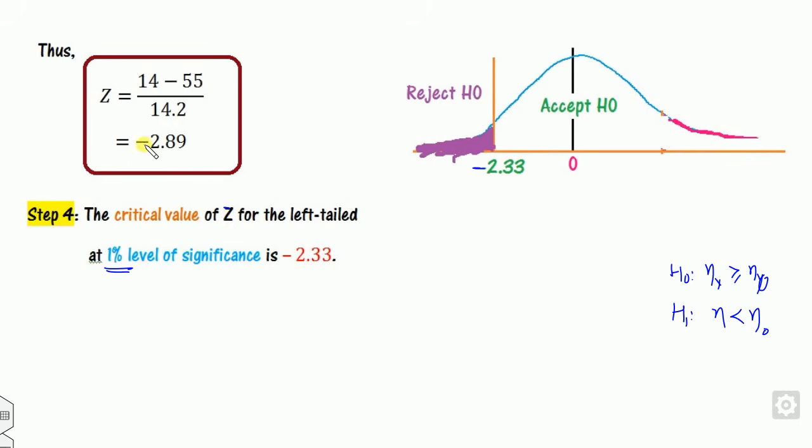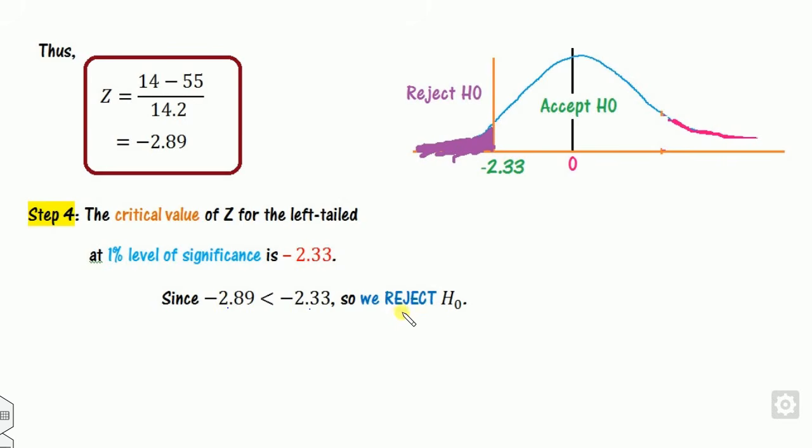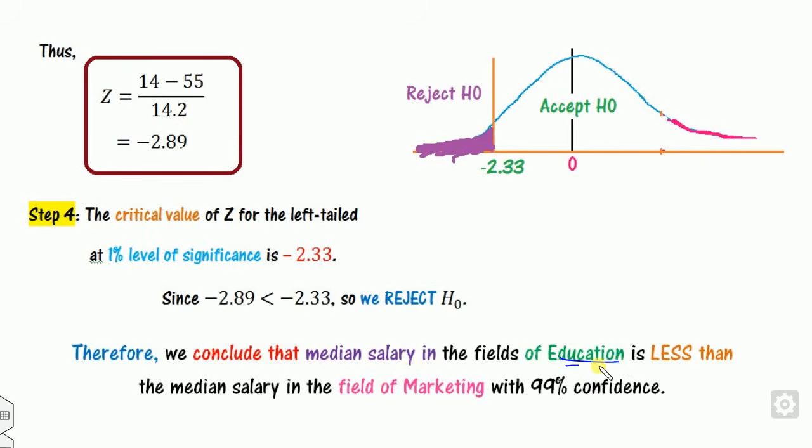Now look at where it lies. It lies here, minus 2.89. So it means it lies in the rejected portion. Since this value is less than the critical value, we reject H naught. What is your H naught? Here. What is the H1? This. So this is rejected, and this is accepted. What is the meaning of that? The median range of the population X is less than the median range of Y. So the median range of the education is less than the median range, which is a valid statement.